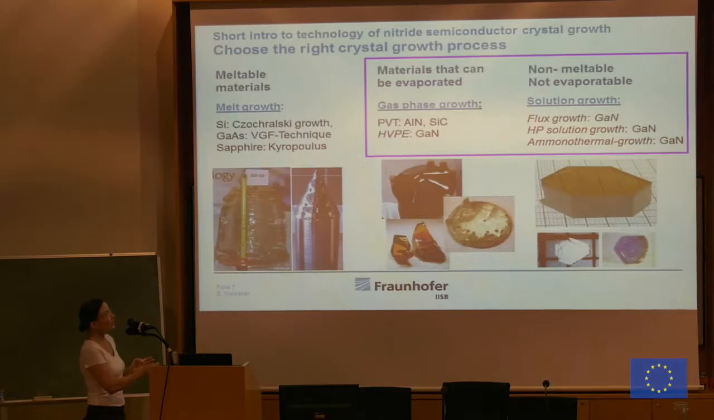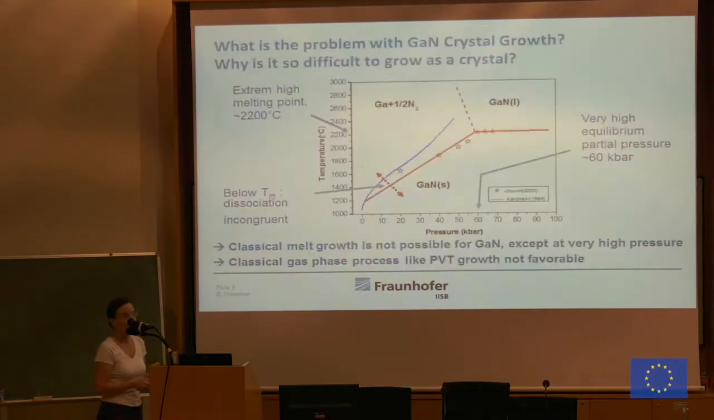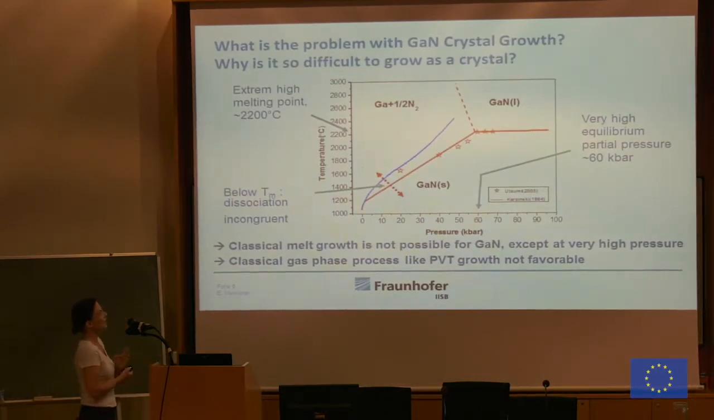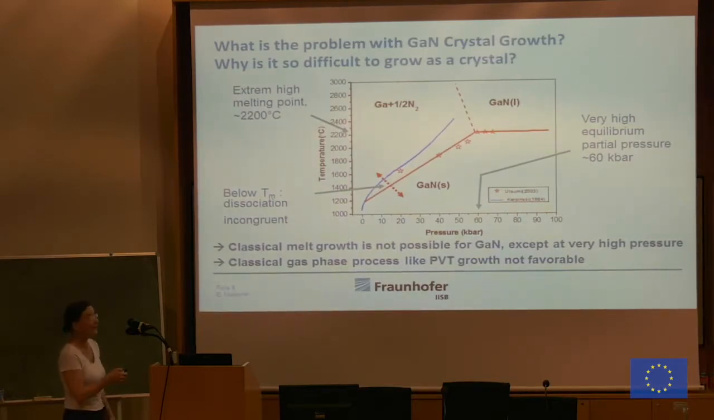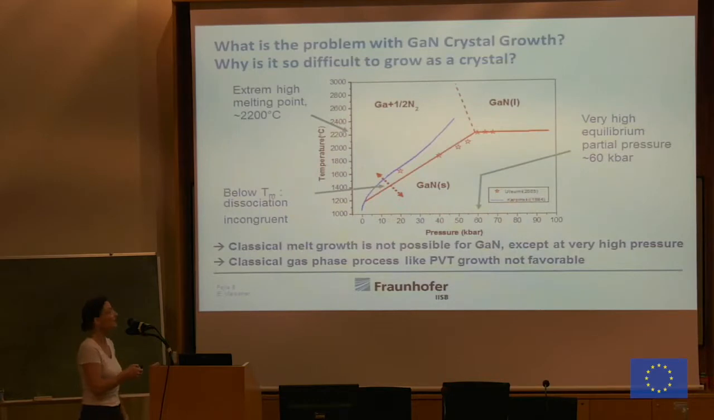So the choice is also the flux growth. You can do a high pressure growth, and the monothermal growth, and both of those, the HVPE growth and the monothermal growth of gallium nitride, is nowadays the most promising of the technologies that the crystal growers try for growing a gallium nitride massive crystal. So what is the problem really? As I said, the problem is the thermodynamics in that case. So actually physics and chemistry is against the crystal growers in that case.